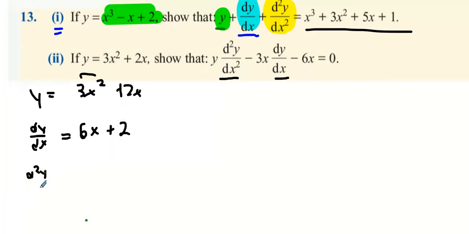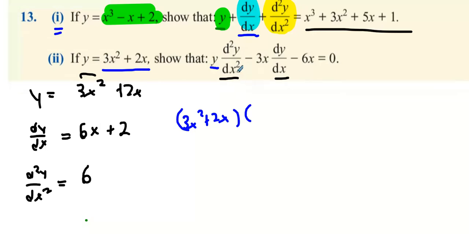And then we're going to have the second derivative, differentiate 6x to get 6, and differentiate 2 to get nothing. Now, we're going to have to replace y with 3x squared plus 2x. We then have to replace the second derivative, d2y dx squared, with 6. And then it's minus 3x times the first derivative, which is 6x plus 2. And that's minus 6x. And we want to prove that it all equals 0.